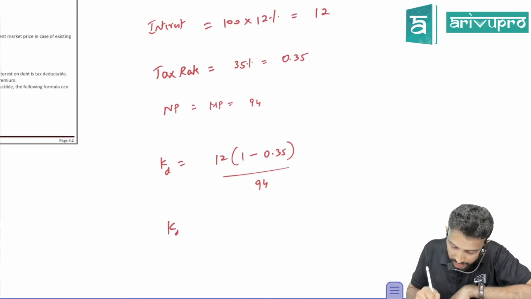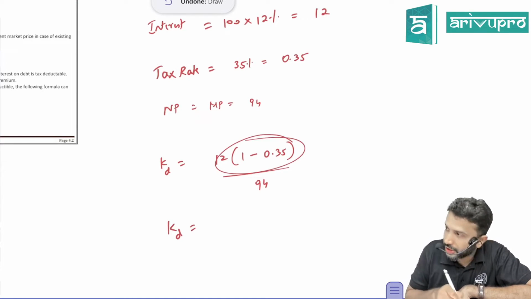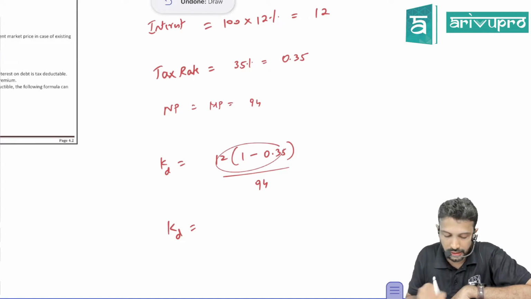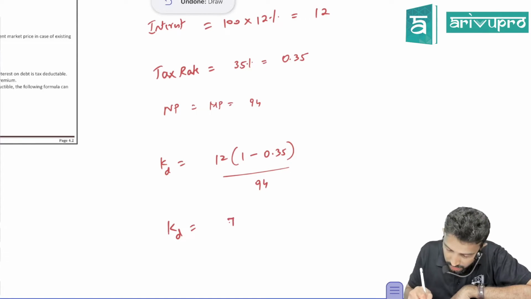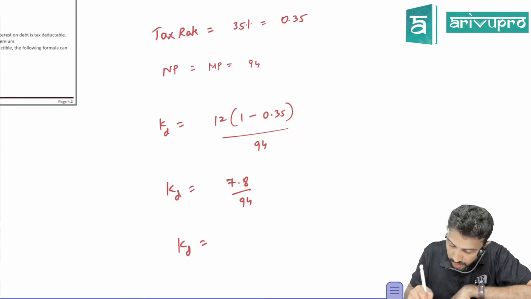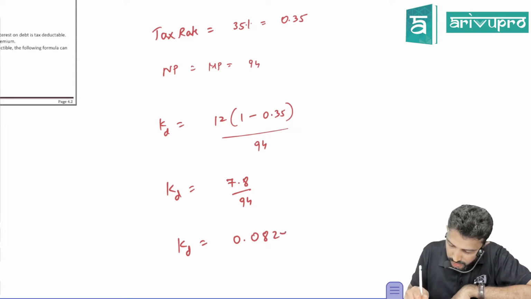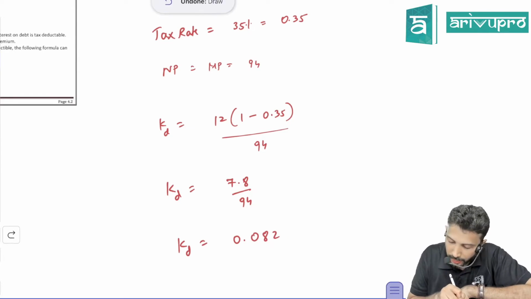Do this calculation. Numerator, somebody tell me. This one is how much? This calculation, 7.8 divided by 94. How much is the cost of debt? 0.08. 0.0829, or 0.829?